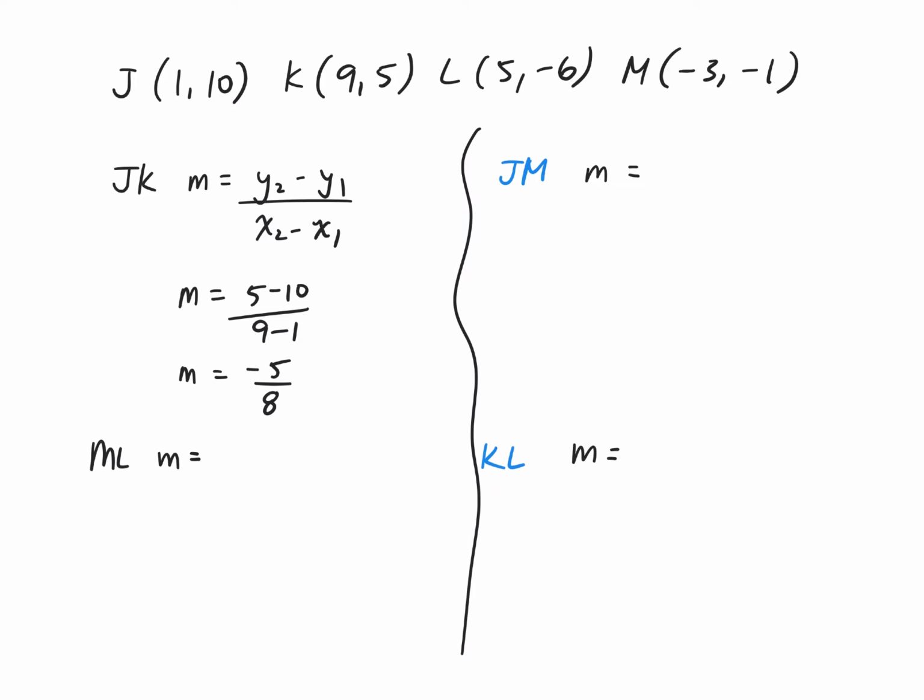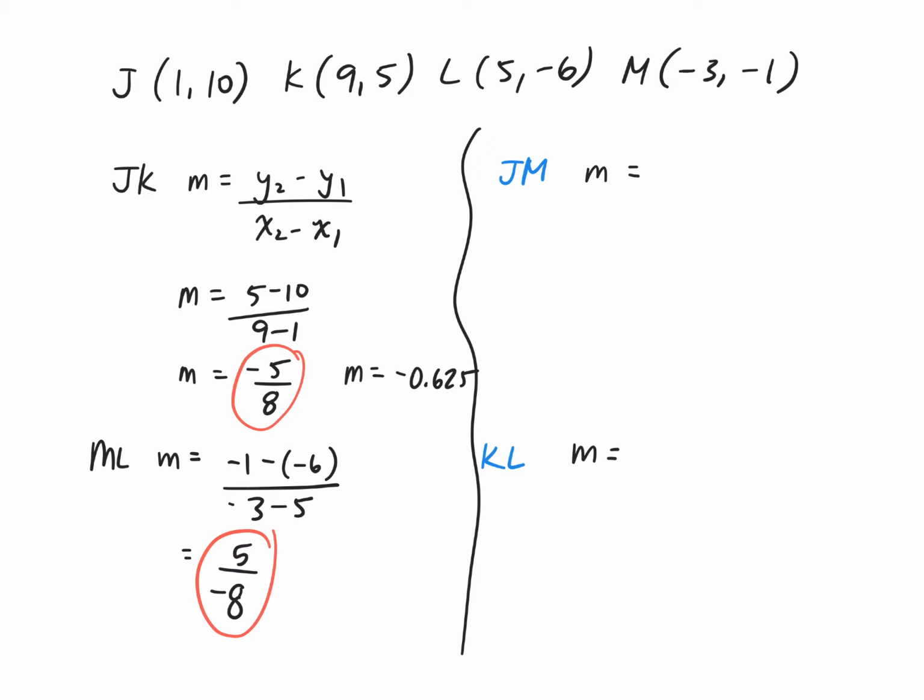Okay, so if we have the slope as a fraction, -5/8, or I can write it as a decimal, doesn't matter for this because we're just trying to compare the two. And then we're going to see if slope ML is equivalent to that. So it would be -1 minus -6 over -3 minus 5, which is 5 over -8. Is -5/8 the same as 5 over -8? Yes, because when you reduce it, or when you turn it into a decimal, a negative and a positive makes a negative, and a positive and a negative also makes a negative. So we know that, yes, these two sides are parallel.